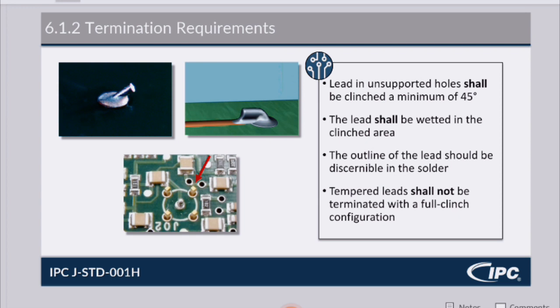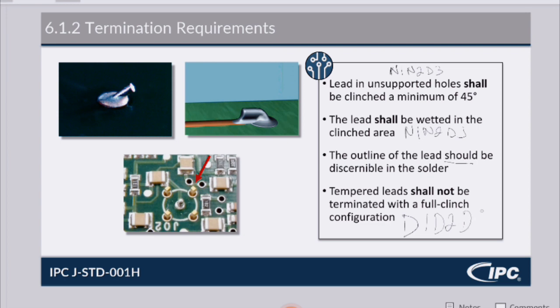Lead terminations in unsupported holes shall be clinched to a minimum of 45 degrees. This is only a requirement for class 3. That is N1 and 2D3. Actually, the one below it is 2. If the lead or wire is clinched, the lead shall be wetted in the clinched area. Again, N1 and 2D3. The outline of the lead should be discernible in the solder connection. Again, should.